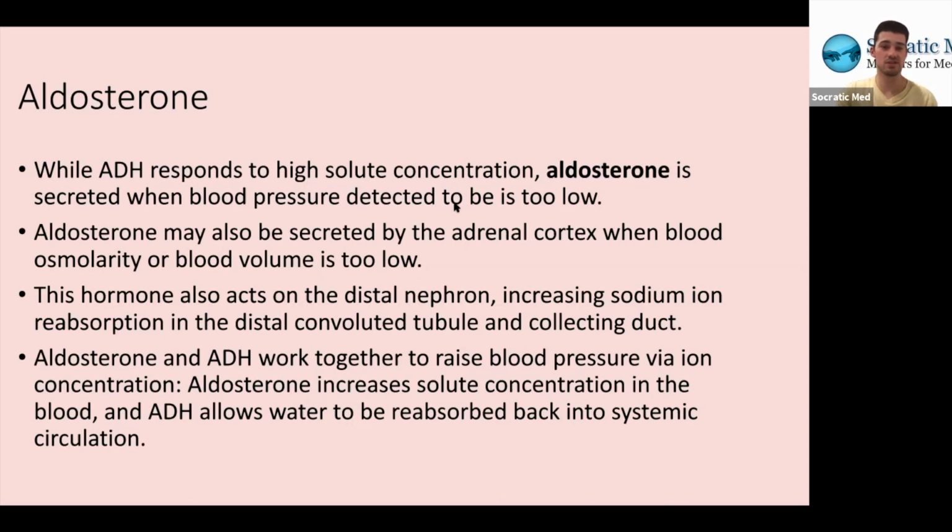And both ADH and aldosterone work to increase blood pressure. So you can keep that also as a quick note. An increase in aldosterone and an increase in ADH usually signifies an increase in systemic blood pressure.